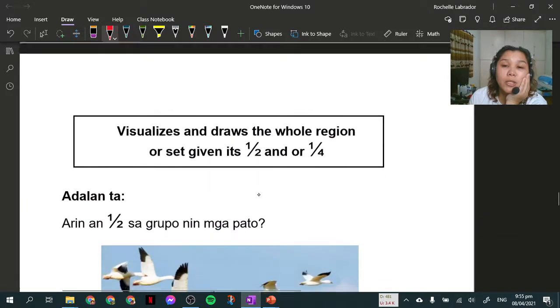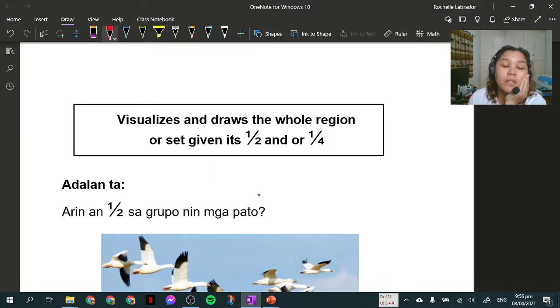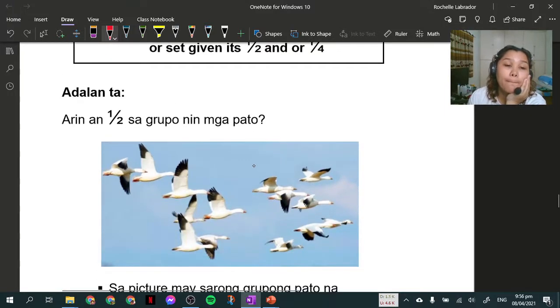Okay, so for the second week, visualizes and draws the whole region or set given its 1/2 and or 1/4. So still we are using 1/2 and 1/4. So bakit walang 1/3, 1/8? So kasi ito muna yung basic. If you know the concept, if you can parang manipulate 1/2 and 1/4, then we can also do it in other fractions. Okay, adalanta. Arin ang 1/2 sa grupo ng mga pato.